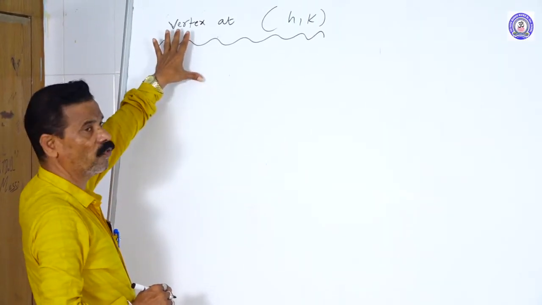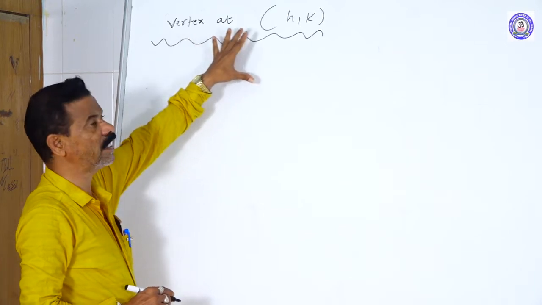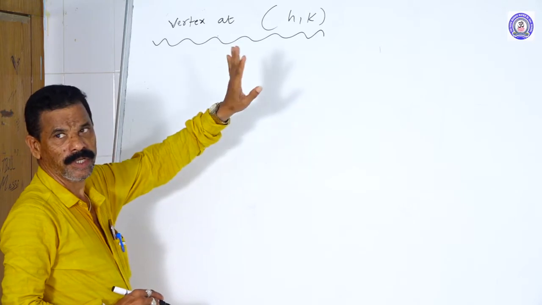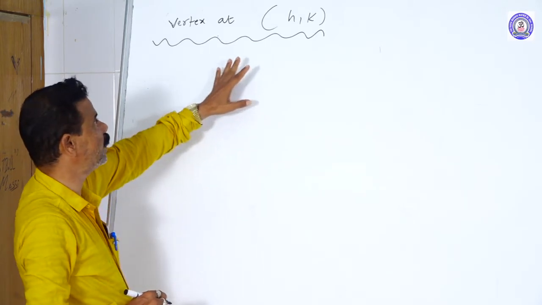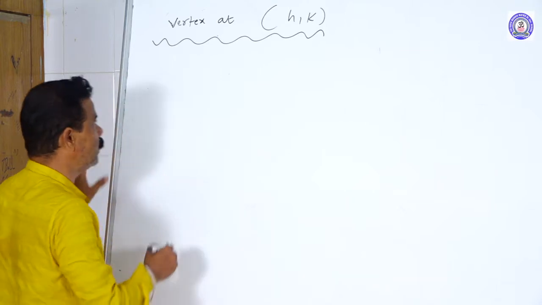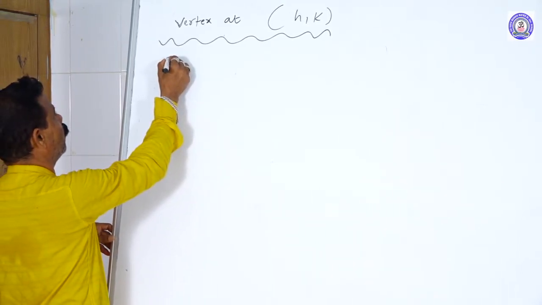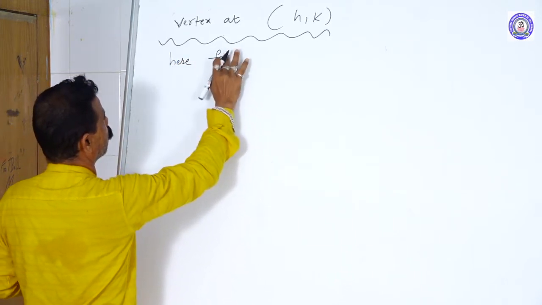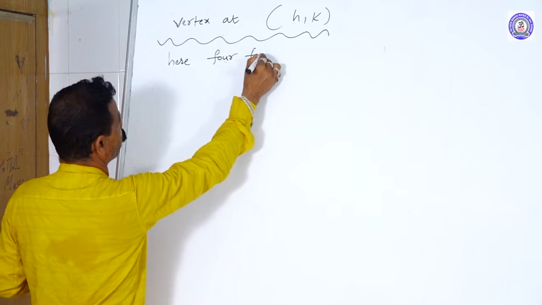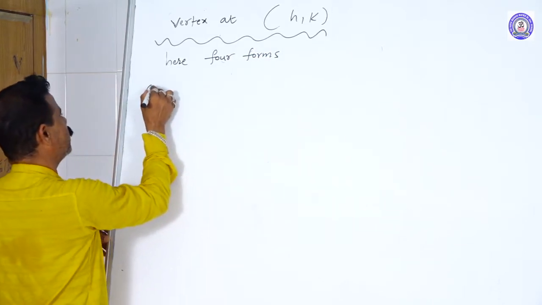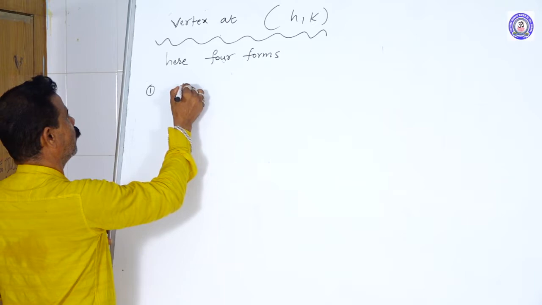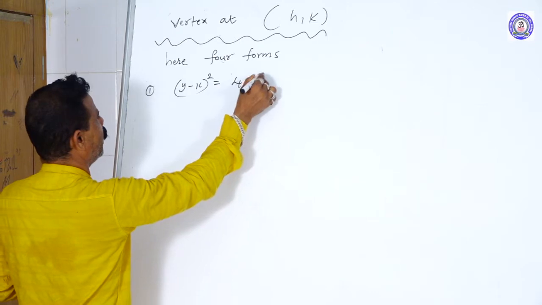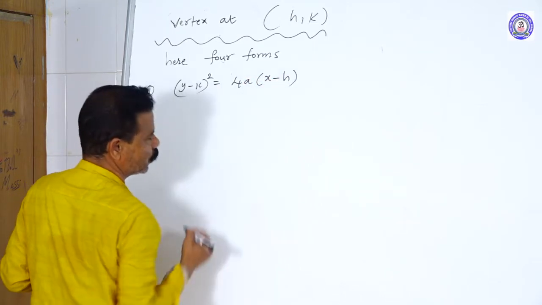Here are another four forms. Vertex at h comma k. Before this, 0 comma 0 was the origin. Here the vertex is changed to h comma k. In this case, there are four forms. One is y minus k whole square is equal to 4a into x minus h.